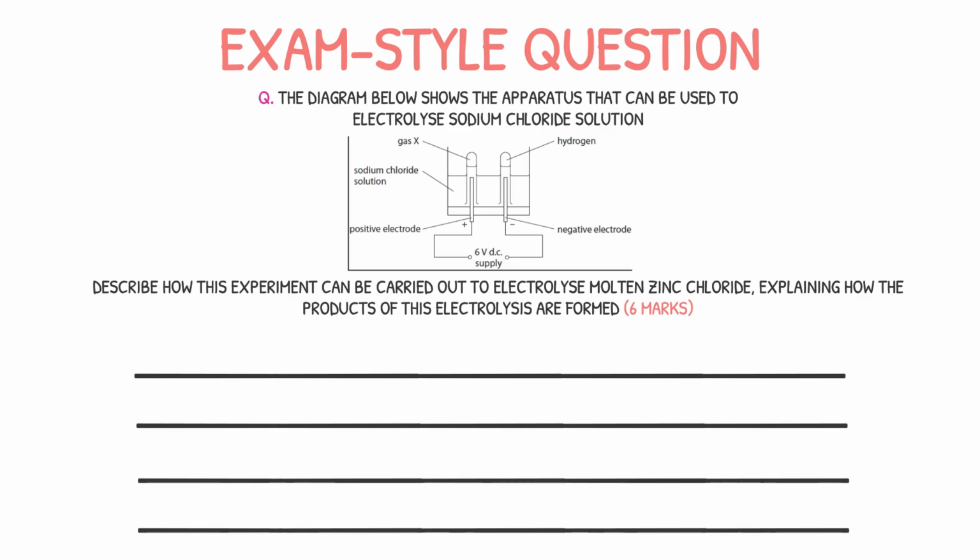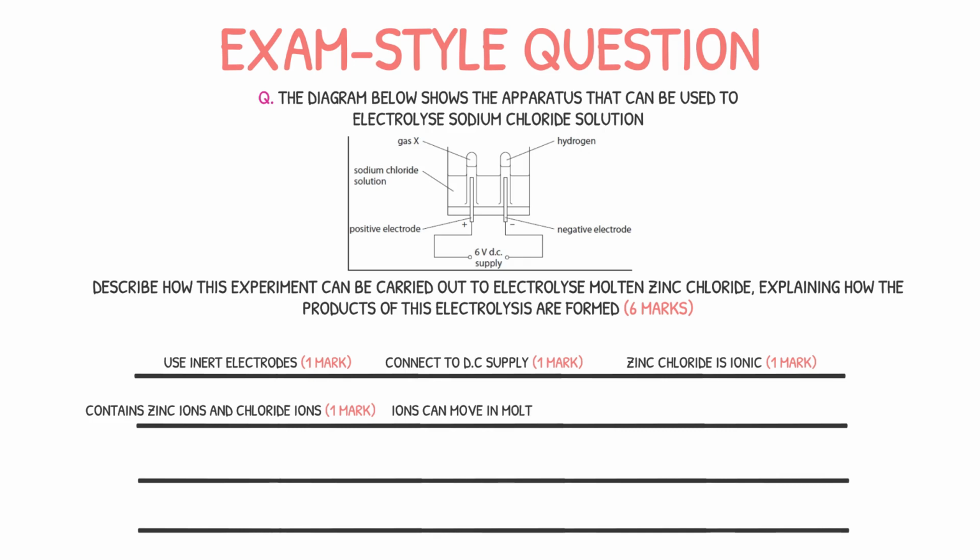Let's start with the first part, describing the process. The process itself requires the use of inert electrodes that are connected to a power supply. As the zinc chloride is an ionic compound, it will consist of both zinc and chlorine ions, both of which are free to move when zinc chloride is in molten form.